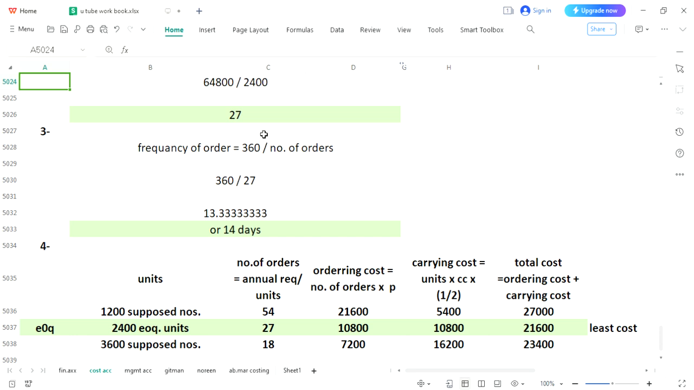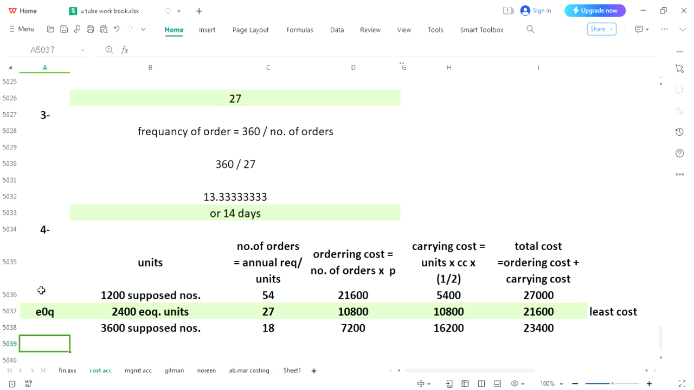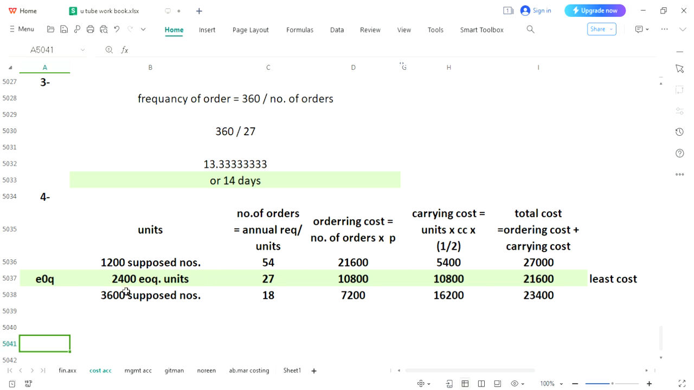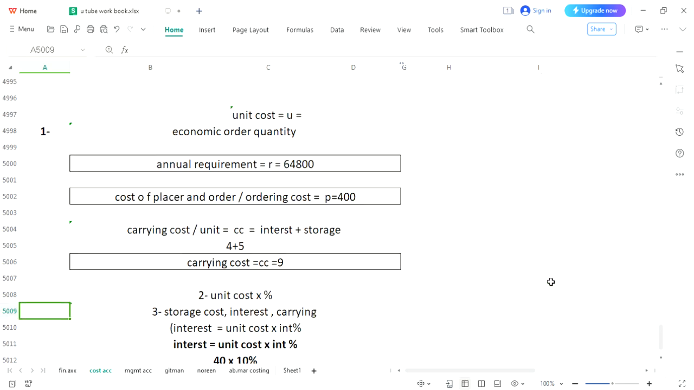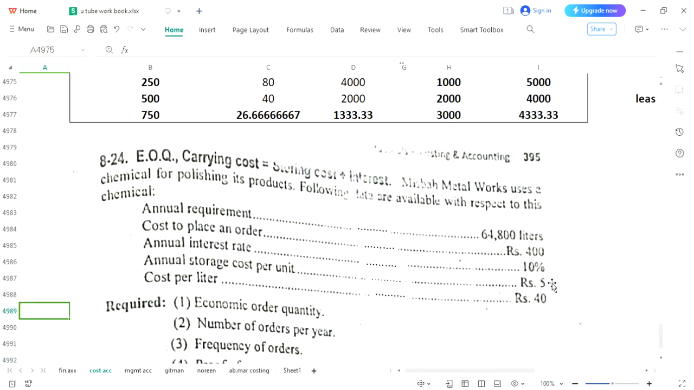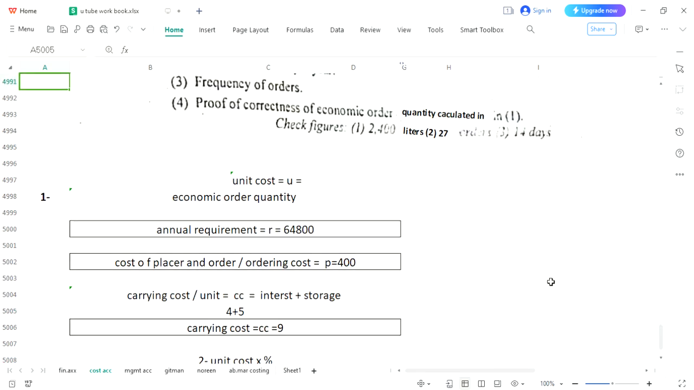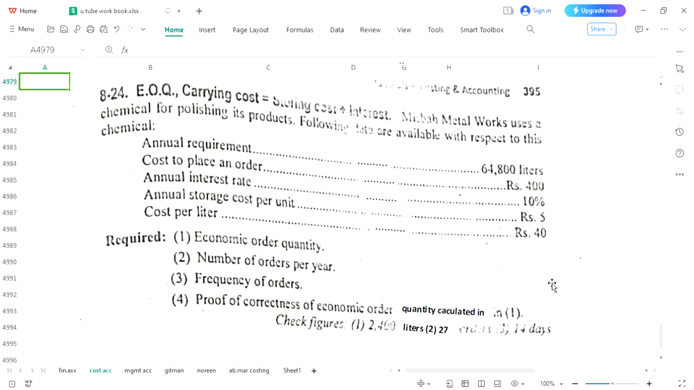And here at the fourth level we have proved it: with economic order quantity 2400, your cost is lower than that of any other option. Either you are taking fewer units or more units, your cost at economic order quantity is least. Proof has been done, question is reviewed, answers are matched. It means that our question number 8.24 has been completed.